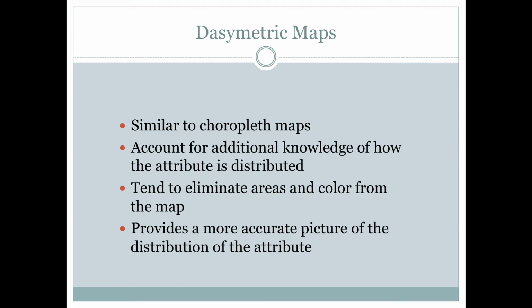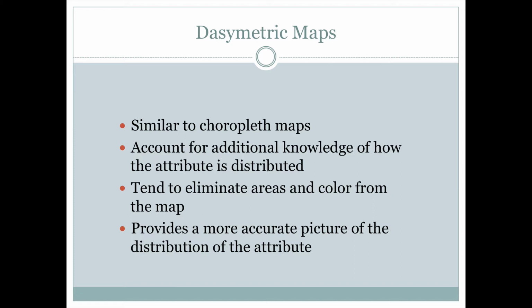Dasymetric maps are kind of like choropleth maps, except they're trying to be more specific about the areas that should be colored and the areas that should not be colored. So they try to account for any sort of additional knowledge that might be out there besides the data that's being used in the original choropleth map, to show how that attribute is distributed in a more precise manner.